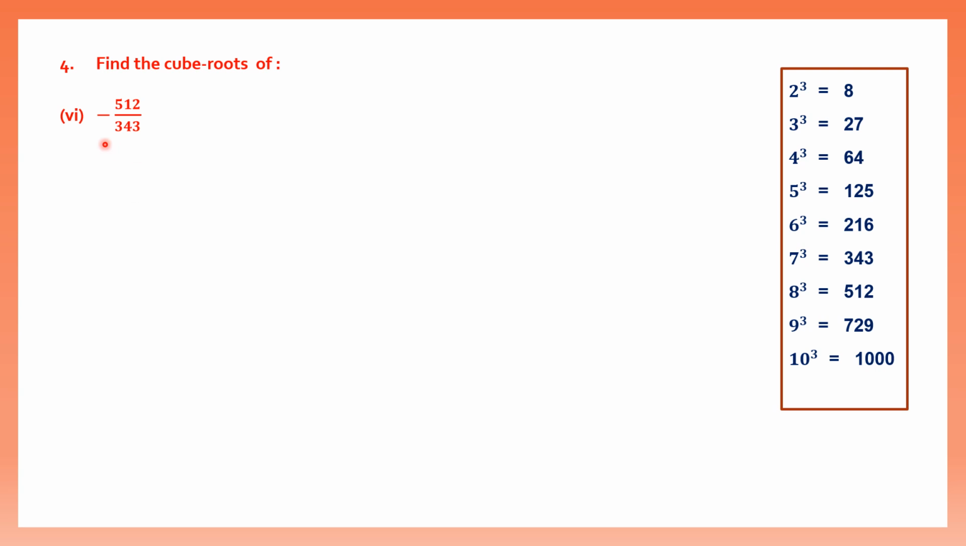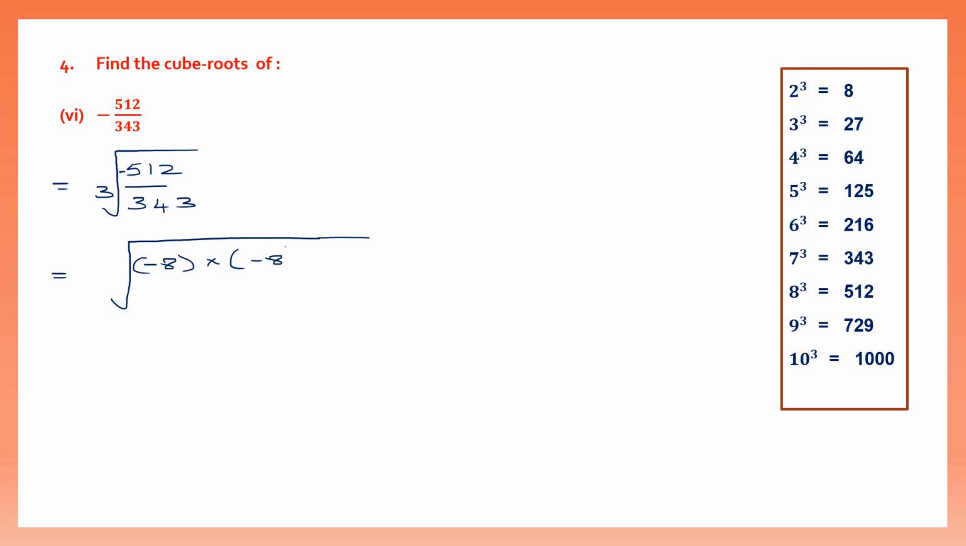Question 6, here we have minus 512 by 343. So let's write that in the form of a cube root question. So 512 by 343, the cube root of that. So here 512 is 8 that is multiplied 3 times. So let's write that. So that will be, and this has a minus sign, okay. So that will be minus 8 into minus 8 into minus 8 in the numerator.